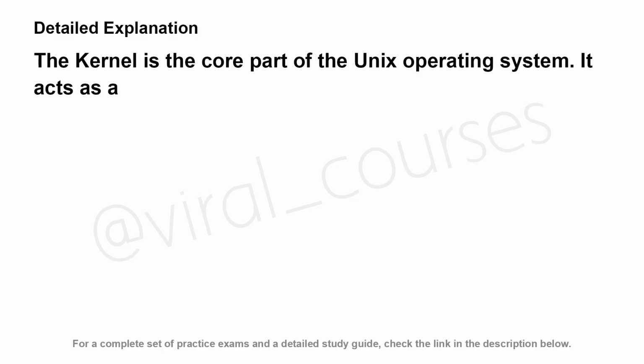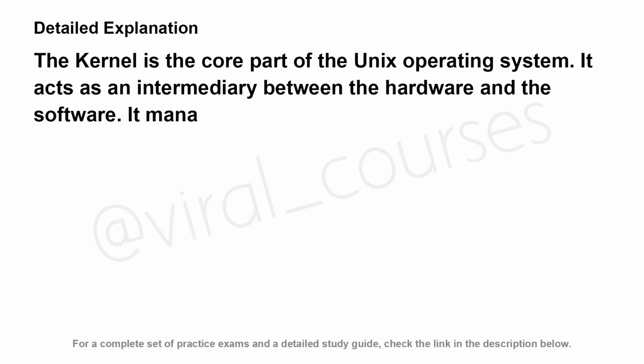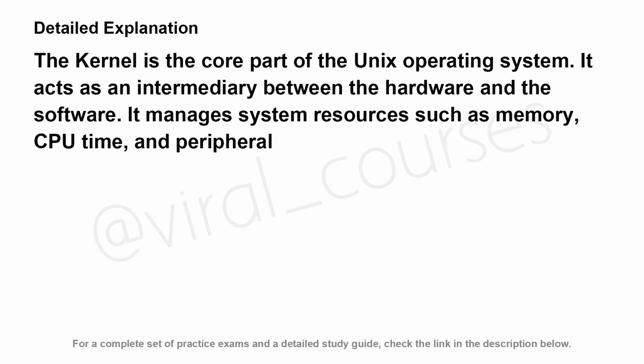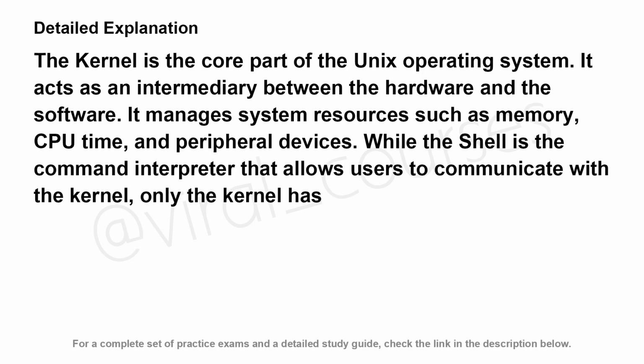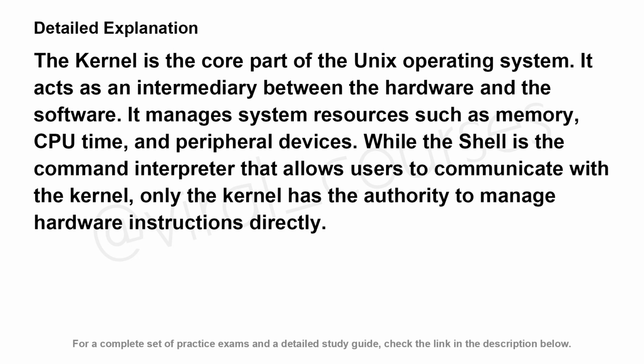The kernel is the core part of the Unix operating system. It acts as an intermediary between the hardware and the software. It manages system resources such as memory, CPU time, and peripheral devices, while the shell is the command interpreter that allows users to communicate with the kernel. Only the kernel has the authority to manage hardware instructions directly.